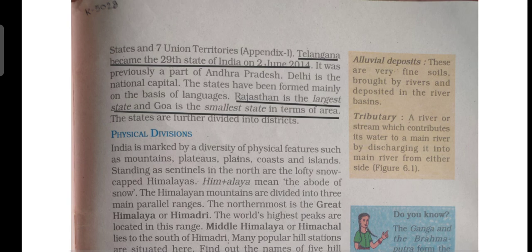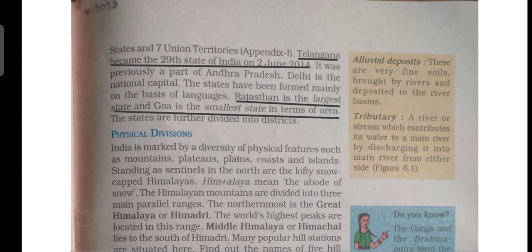Delhi is the national capital. The states have been formed mainly on the basis of languages. Rajasthan is the largest state and Goa is the smallest state in terms of area. The states are further divided into districts.